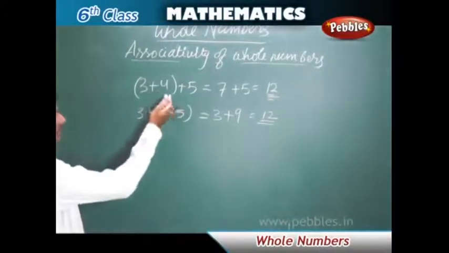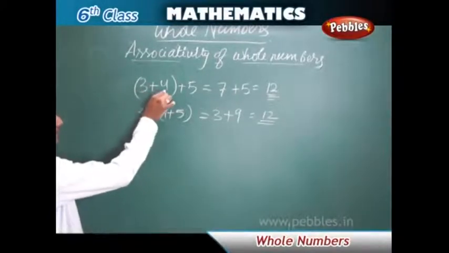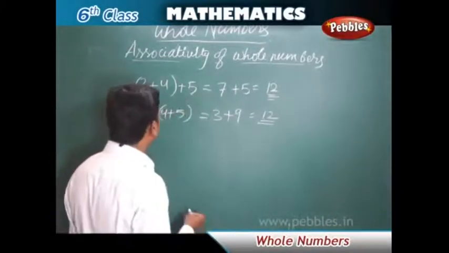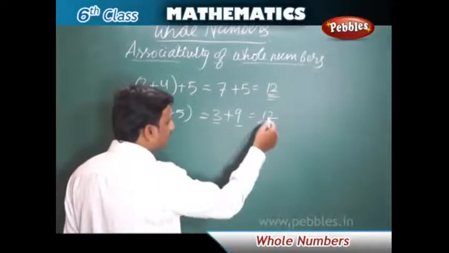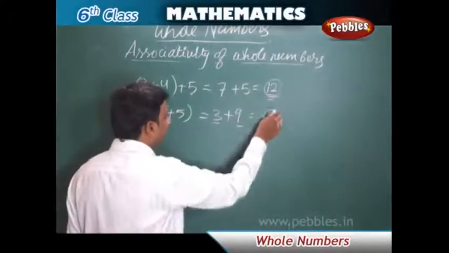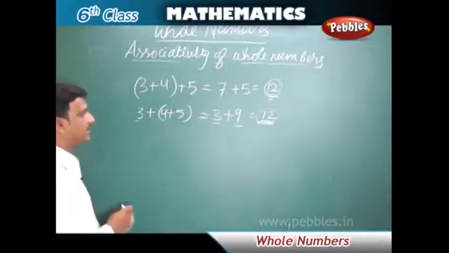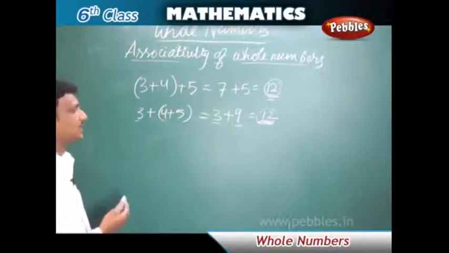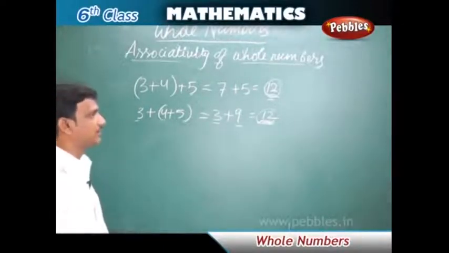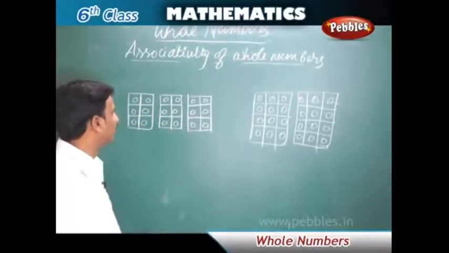So here in this addition, the arrangement is different. In the first example, we added 3 and 4 first, then we added 5. In the second case, we added 4 and 5 first and added it to 3. So we got 12. In both cases, the result is the same, even though the arrangement and the order of addition is different. So we call this property the associative property. So in addition, whole numbers are associative. Now let us see the associativity of multiplication in whole numbers.